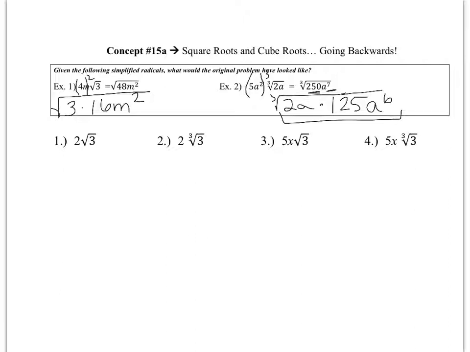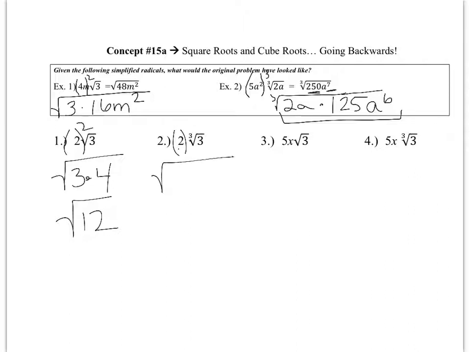So the first one, pretty simple. It's a square root, so I basically just square the outside, which I get a 4. So I'm going to put 4 back in with the 3, and that's going to give you the square root of 12. The next one is a cube root, so I'm going to cube the 2. Well, 2 cubed is 8, so I'm going to put an 8 back inside the cube root symbol, and 3 times 8 is 24. So I'm going to have the cube root of 24.